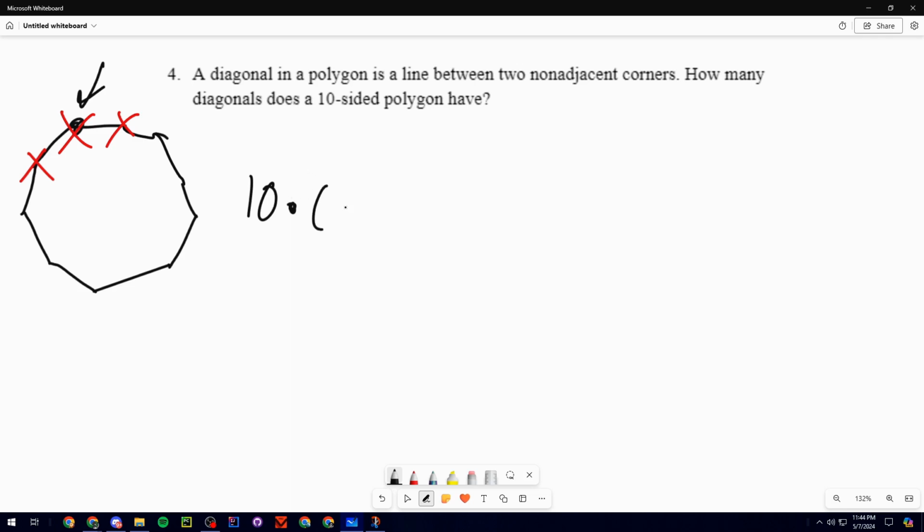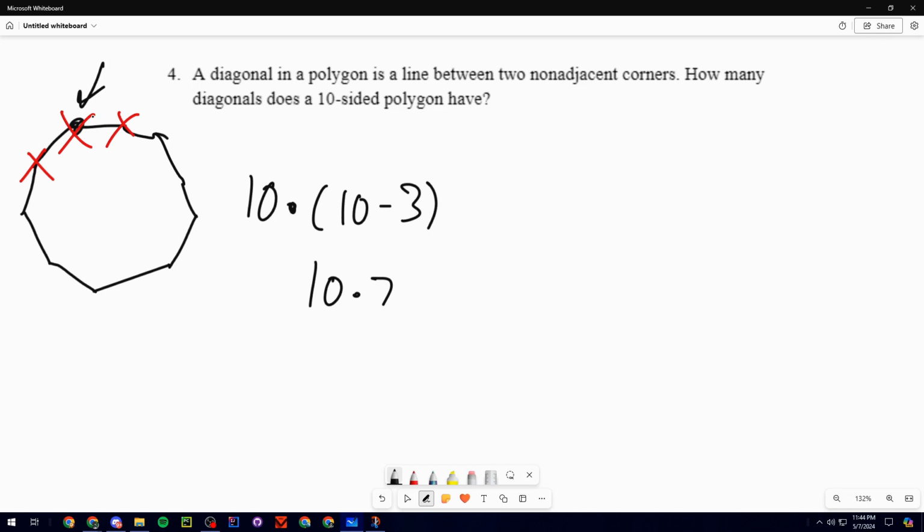So therefore, I have 10 minus 3 choices you can make. So that's just 10 times 7. Now, is the answer 70? No, it's not, because we made one assumption, right? We're assuming that 10 times 7 shows that each diagonal is completely different from another.